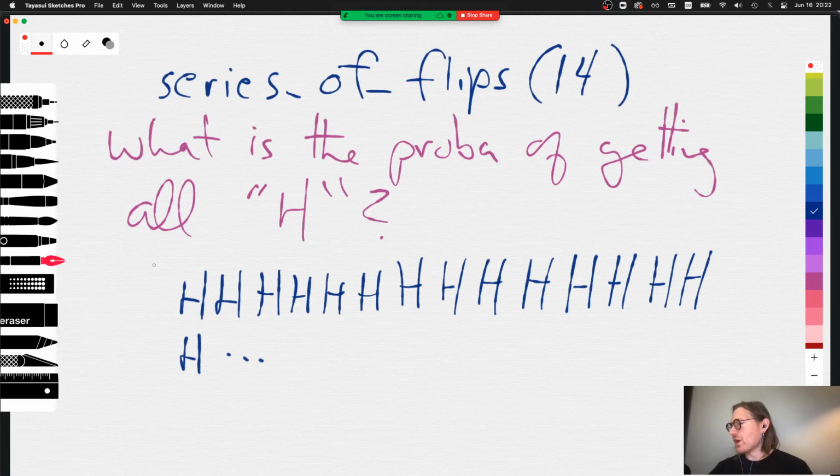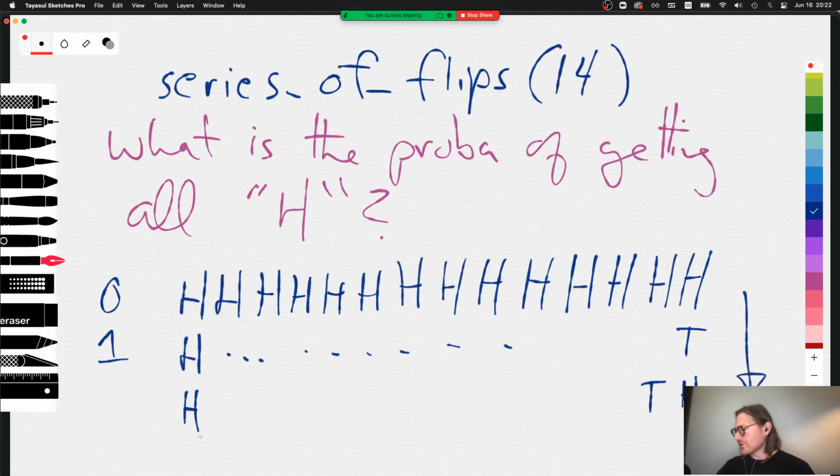So this is our 0th instance. This is our first instance. This is going to be all heads and then a tails, right? And then this is going to be heads and then a tails, heads, and so on, until we get to all tails, right? Eventually we have all tails. Well, this is a base 2 system, right? This is base 2.